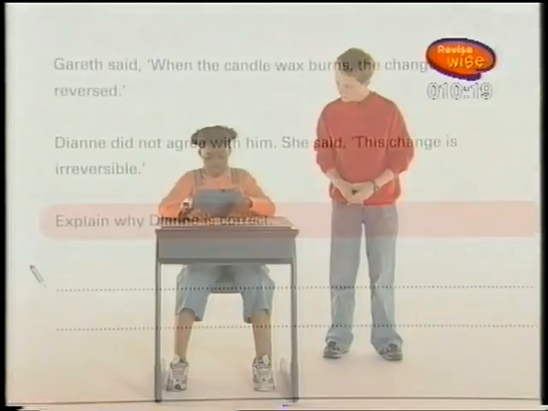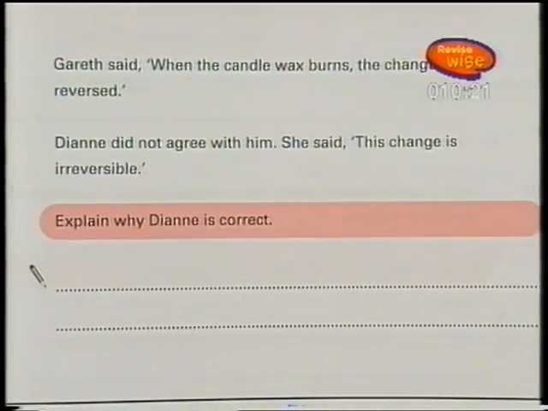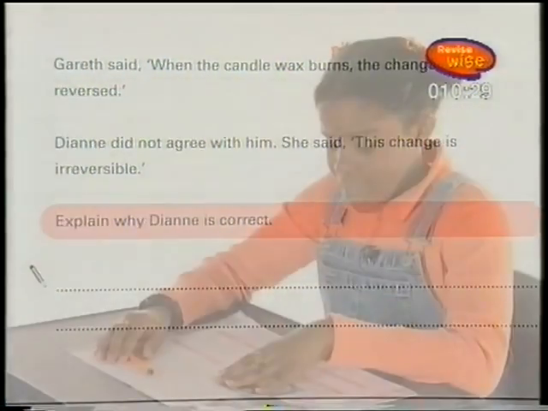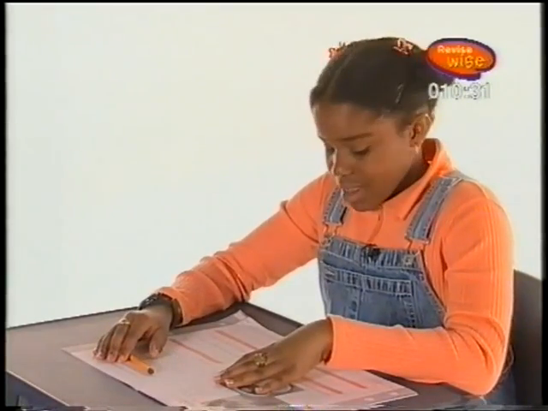Here's another part to this question. Gareth said, when the candle wax burns, the change can be reversed. Diane did not agree with him. She said that the change is irreversible. Explain why Diane is correct. I don't get this. I mean, at the beginning of the question, I said that the liquid at the bottom of the lit candle was melted wax.